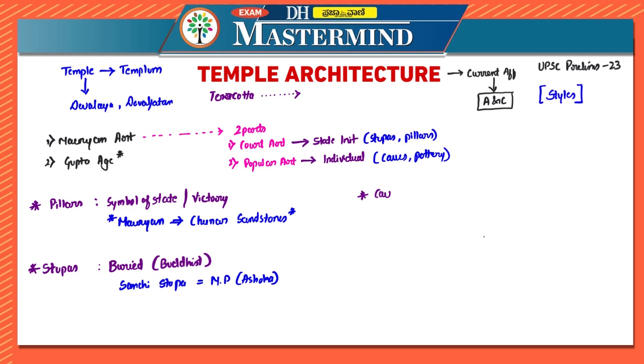In that we can see the first one is caves. So caves, this is important because from here it was the beginning of rock cut architecture.